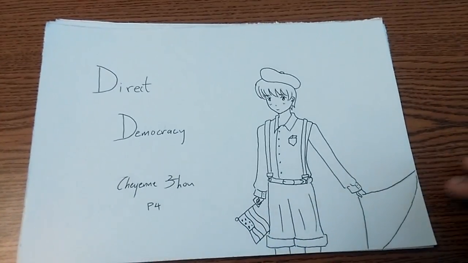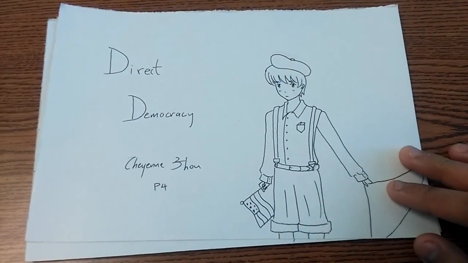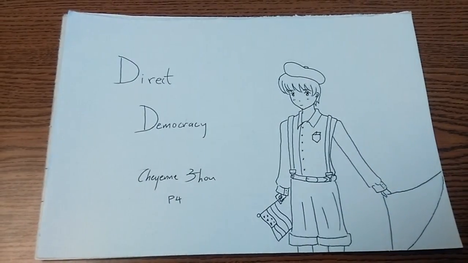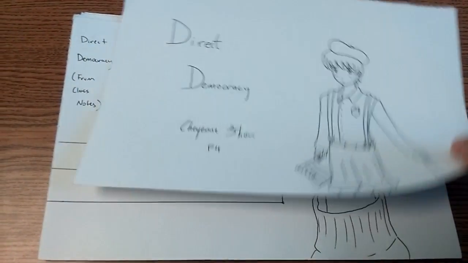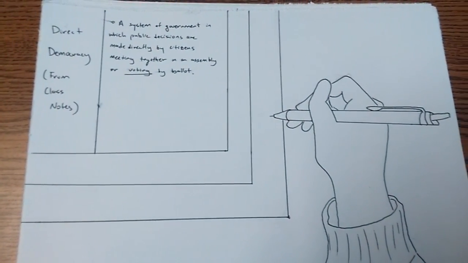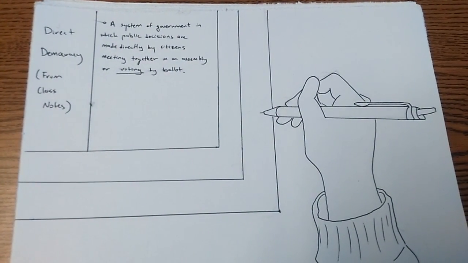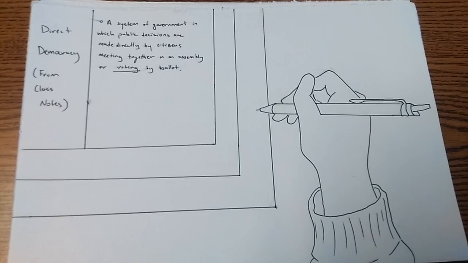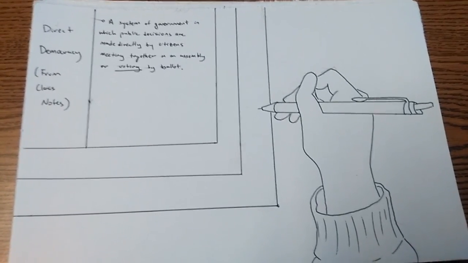Okay, so this is a video about direct democracy. Before we start, we need to know what exactly direct democracy is. According to our notes, direct democracy is a system of government in which public decisions are made directly by citizens meeting together in assembly or voting by ballot.